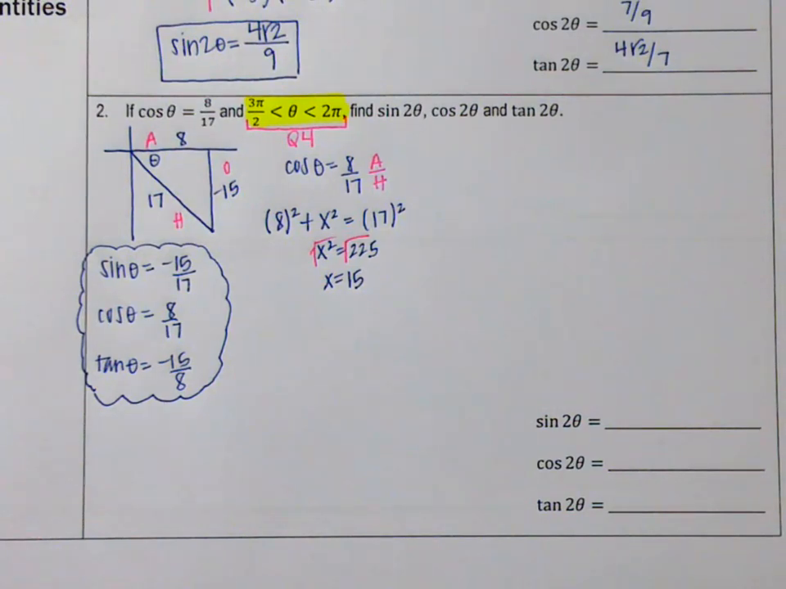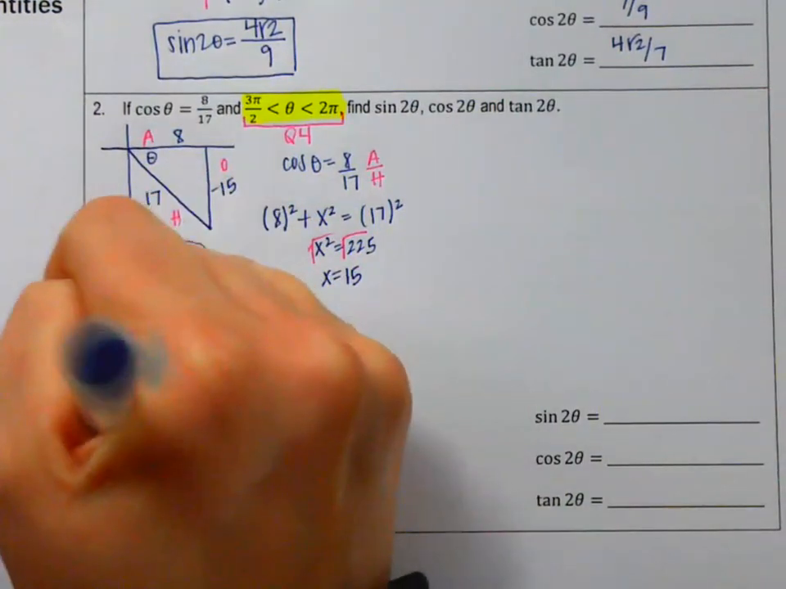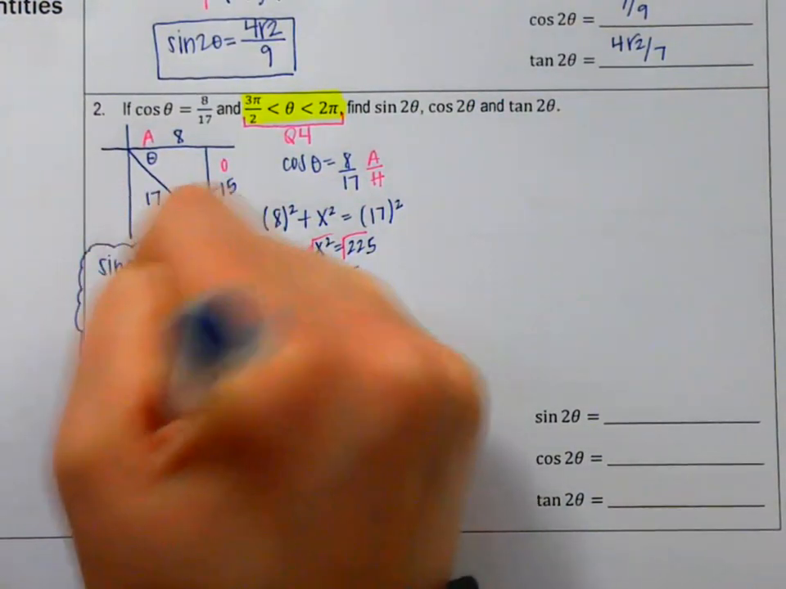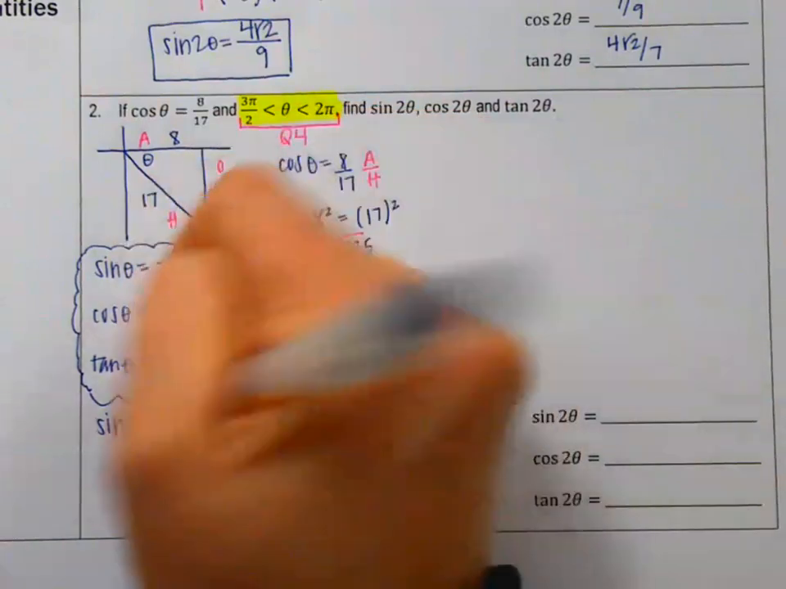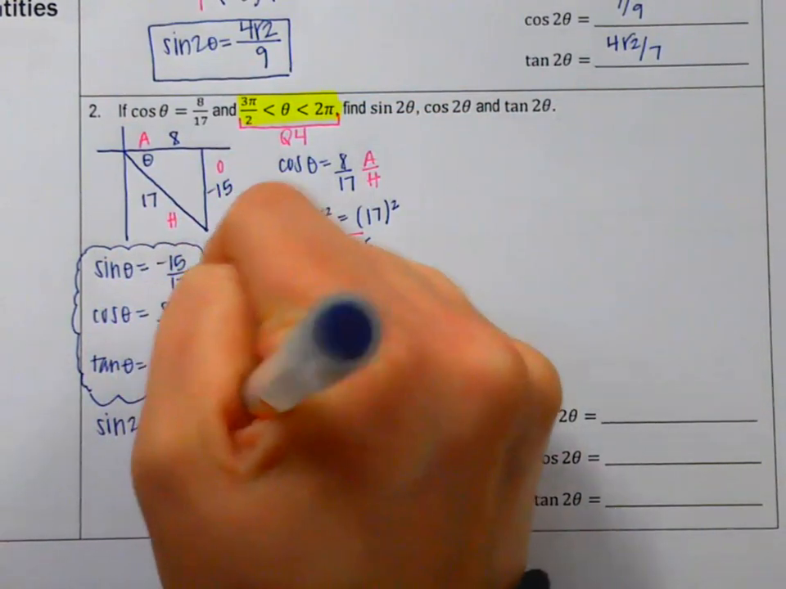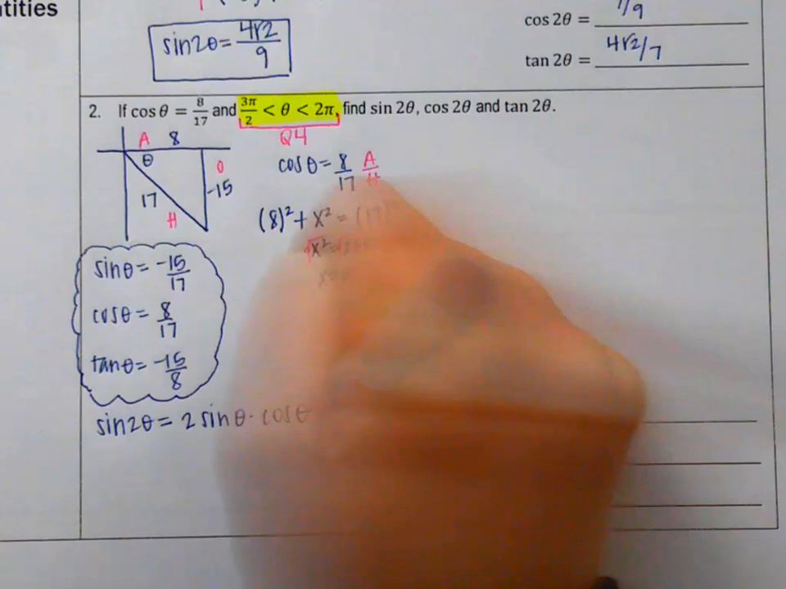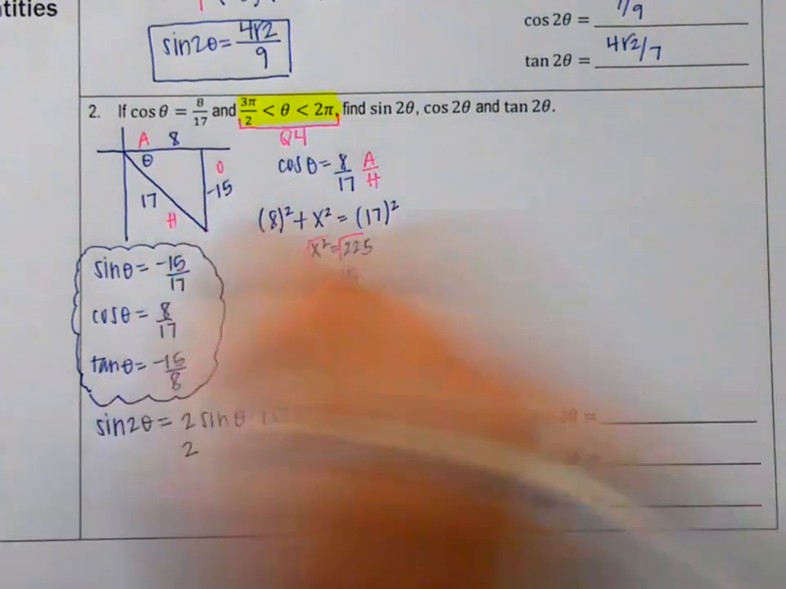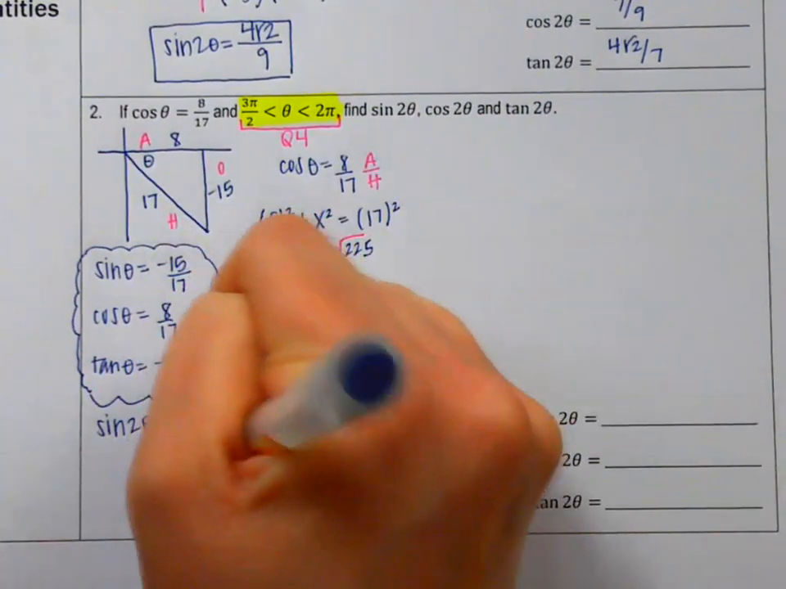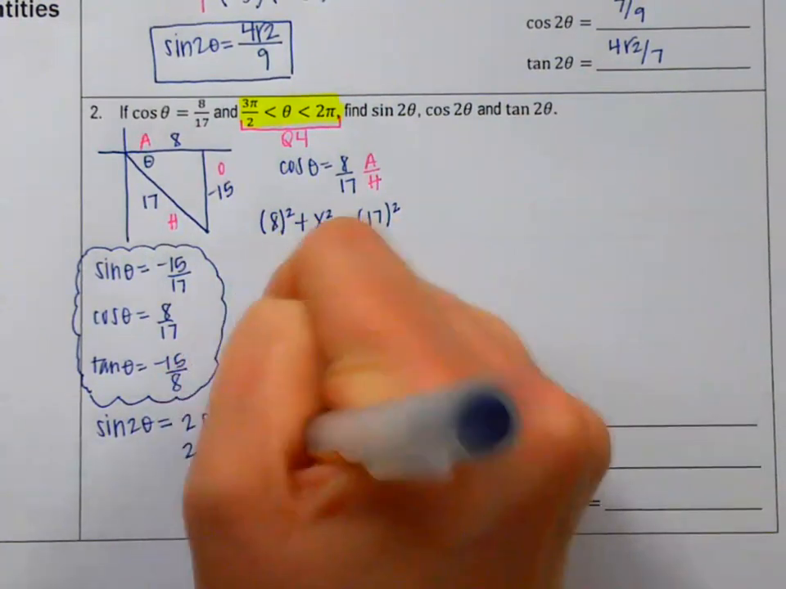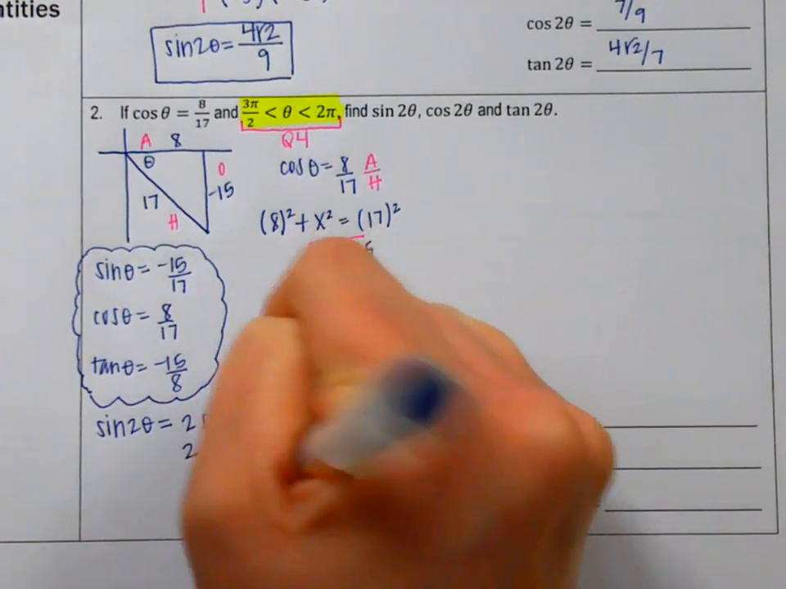So again, if you wanted to just check in here, this is a great place to now try your own using the formulas and plug those values in. Again, I'm going to still go through these. Okay, so let's start with sine of 2 theta. I'm just using the formula from up above, so that's going to be 2 sine theta times cosine theta. So that's going to be 2. Sine theta is going to be negative 15 over 17, and cosine theta is going to be 8 over 17.